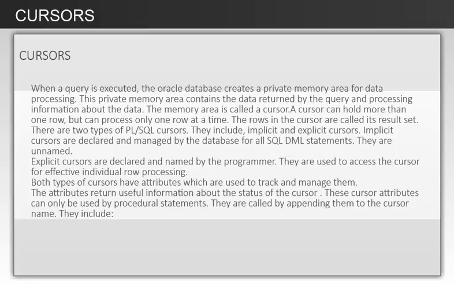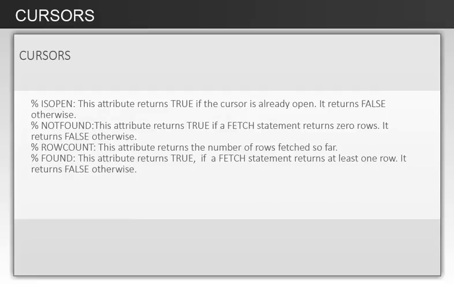Both types of cursors have attributes which are used to track and manage them. The attributes return useful information about the status of the cursor. These cursor attributes can only be used by procedural statements. They are called by appending them to the cursor name. They include %ISOPEN. This attribute returns true if the cursor is already open. It returns false otherwise. %NOTFOUND. This attribute returns true if a fetch statement returns 0 rows.